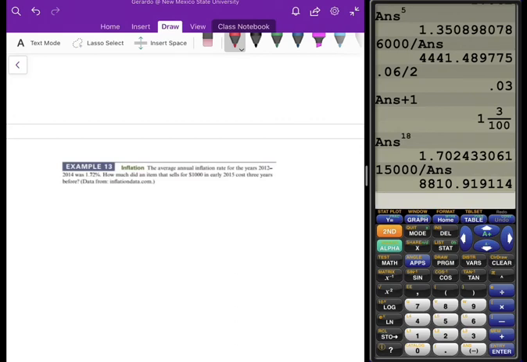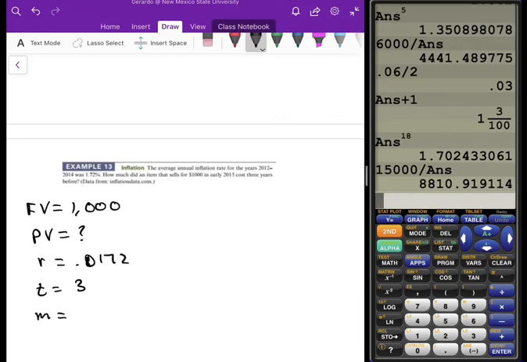And it says the average annual inflation rate of the years 2012 to 2014 was 1.72. How much did an item that sells at 1,000 in early 2015 cost 3 years before? So again, this is present value because they're giving me how much that item was worth 3 years before. So on this one, I'm going to treat 1,000 as future value, and present value is what I'm looking for. My rate was 0.0172. Time was 3 years. And this is compounded annually.